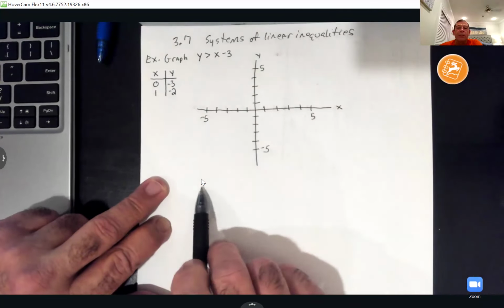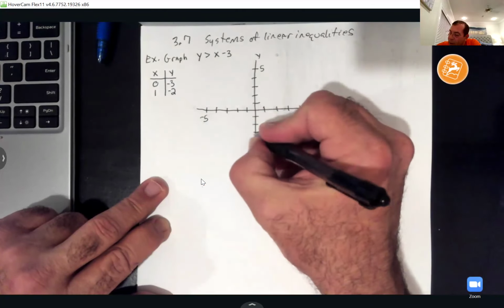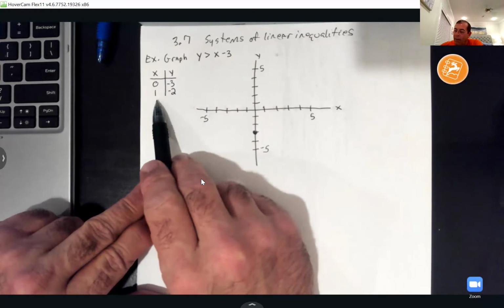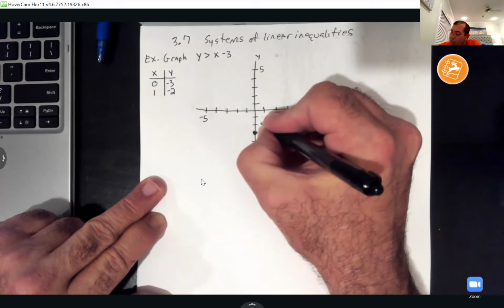All righty, y'all. So let's see. My 2 points were 0, negative 3. So that'd be right here. And then 1, negative 2. So right 1, down 2.